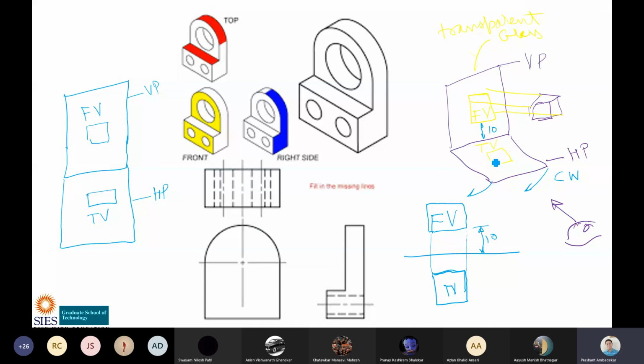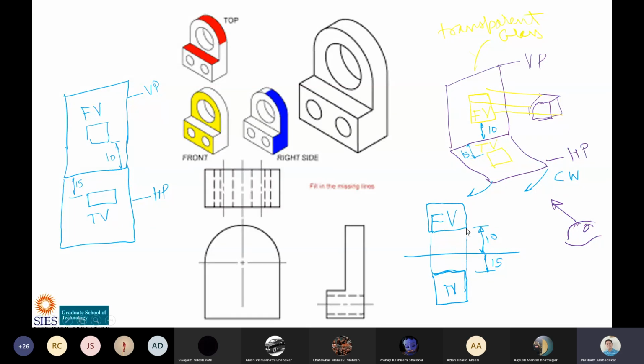And what is this distance? Suppose this distance is 15. I am taking different distances just for the purpose of avoiding confusion. This is 15, and this distance is how much? 15. This distance is how much? 10. 10 is looking more than 15, so you can ignore this right now because we are not concerned with dimensions. So always front view and top view will be drawn like this.